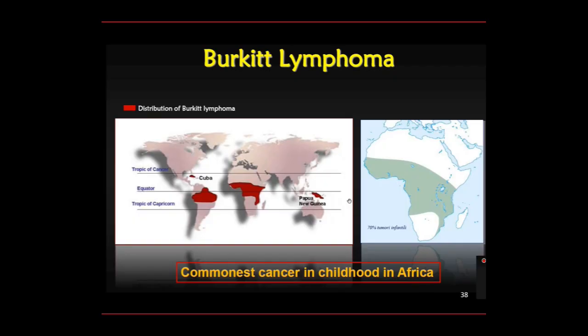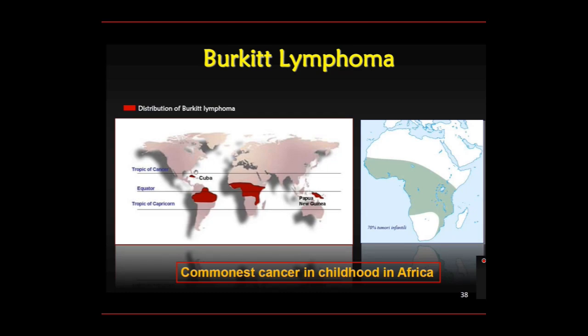Burkitt lymphoma is not common. If you remember the first slide from today's presentation, Burkitt lymphoma is barely reaching 1% of all lymphomas. So why worry about Burkitt lymphoma? It's not so common. But actually, Burkitt lymphoma is epidemiologically very relevant because it's the commonest cancer in childhood in Africa. And is furthermore a very nice example of multifactorial pathogenesis to understand how lymphomagenesis works.